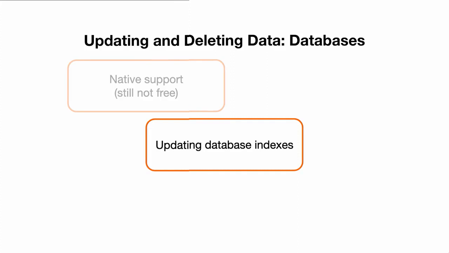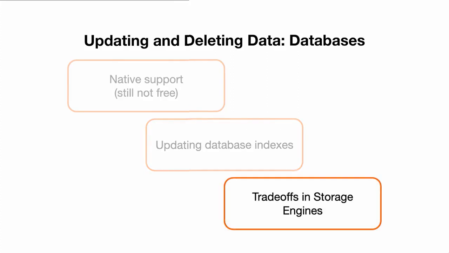Trade-offs in storage engines. And then on top of that, depending on what database you're using, that database's storage engine might be optimized for different things. So in databases, there are two common types of storage engines that are used. And if you're not familiar, storage engine just refers to the mechanism the database used to actually store data on disk. Database storage engines, B-tree.